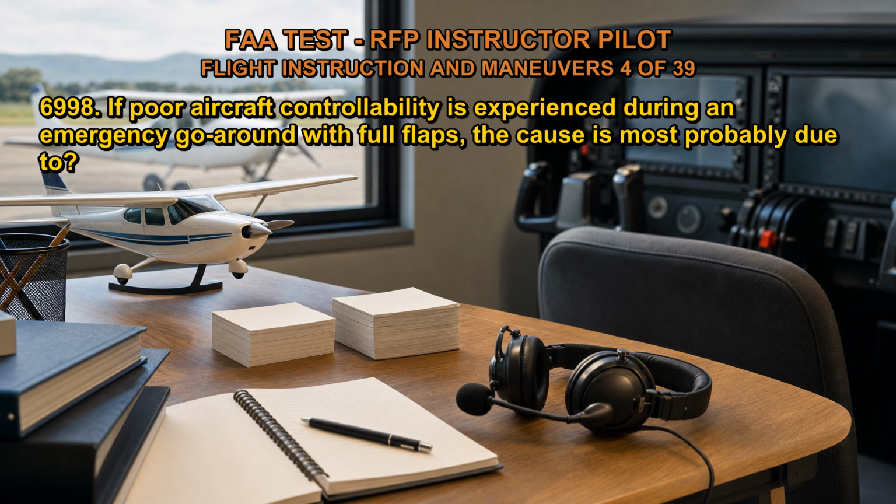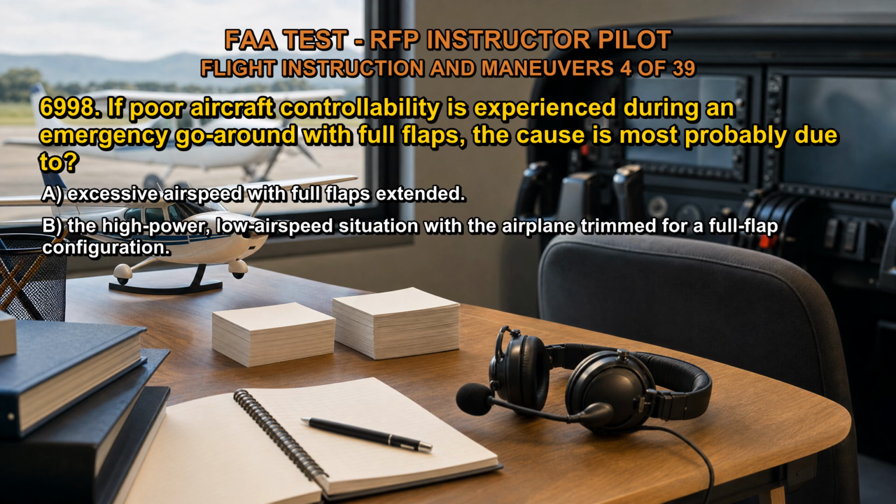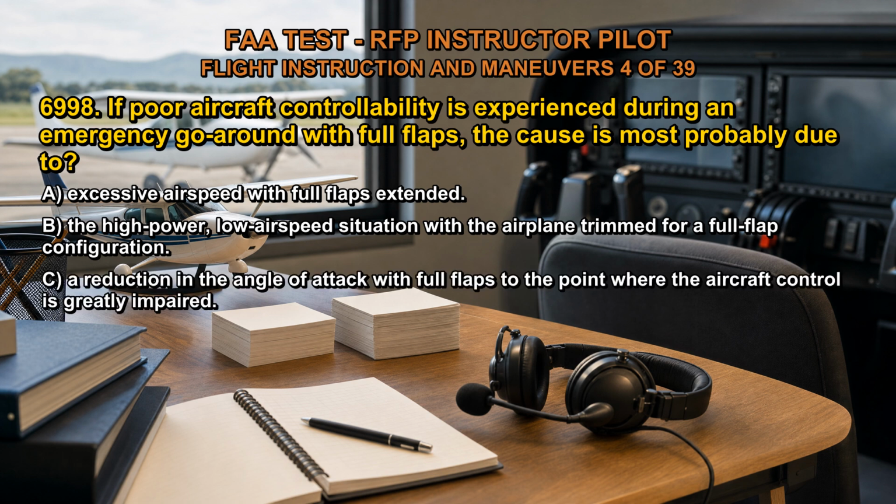Q6998. If poor aircraft controllability is experienced during an emergency go-around with full flaps, the cause is most probably due to: A. Excessive airspeed with full flaps extended. B. The high-power, low-airspeed situation with the airplane trimmed for a full flap configuration. C. A reduction in the angle of attack with full flaps to the point where the aircraft control is greatly impaired.